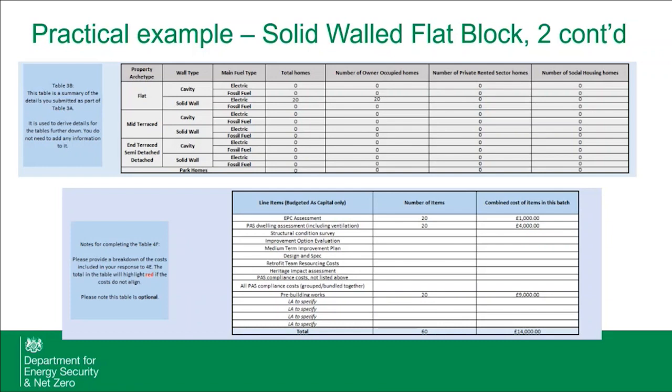In this example, oh god, it looks like I've only filled in, this is an old one, only on owner occupiers, but we'll keep going. So yeah, 20 owner occupied properties, and again the standard costs filled in at a total of £14,000.